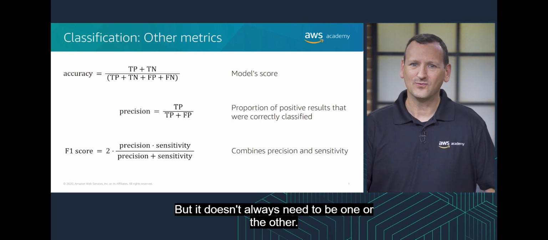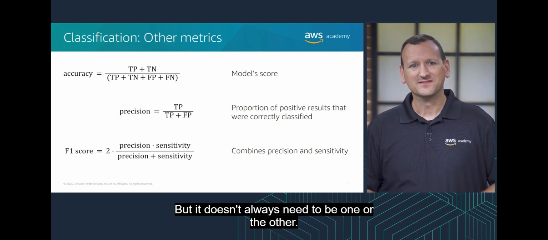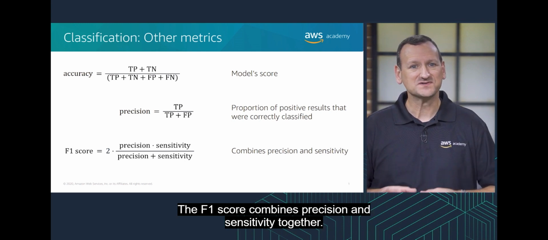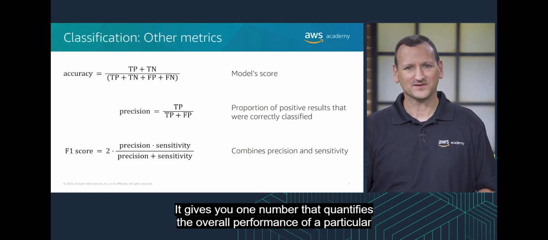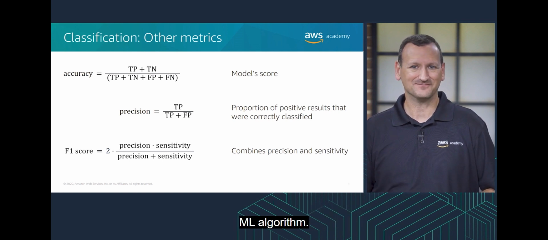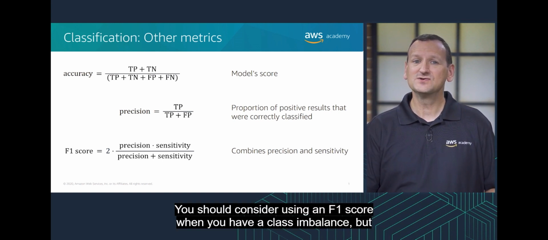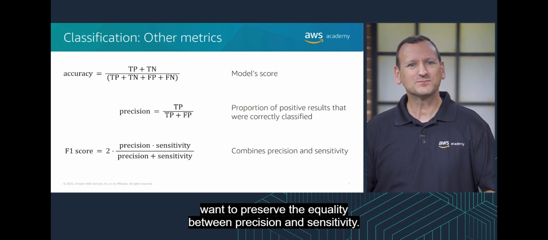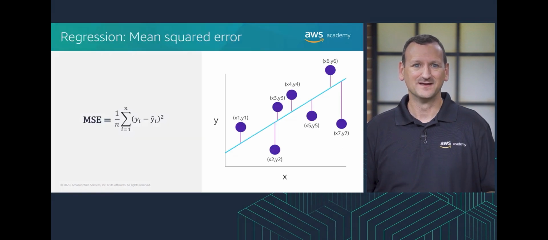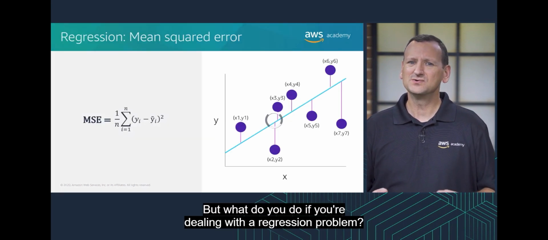But it doesn't always need to be one or the other. The F1 score combines precision and sensitivity together. It gives you one number that quantifies the overall performance of a particular ML algorithm. You should consider using an F1 score when you have a class imbalance, but want to preserve the equality between precision and sensitivity.